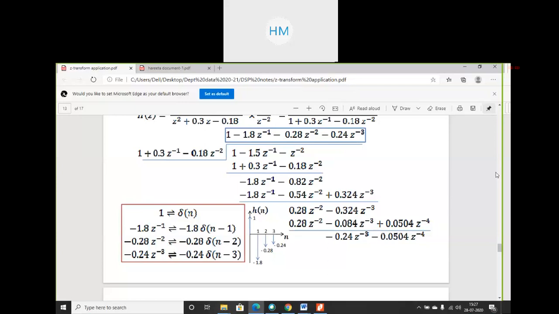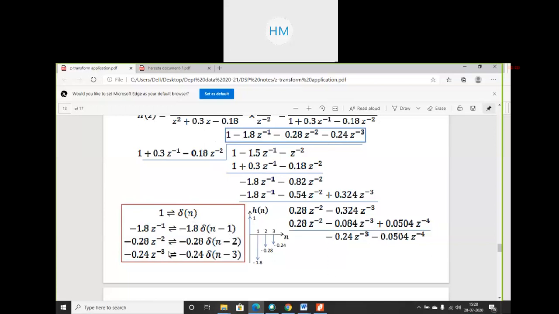Okay. So now I will convert H of z into h of n. What is the inverse z transform of 1? It is delta of n. Clear? Then what is the inverse z transform of this? 1.8 z inverse is the z transform of what? It will be the z transform of the shifted impulse. So minus 1.8 delta n minus 1.